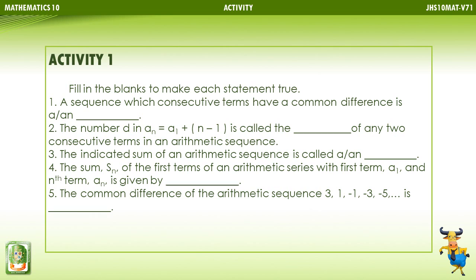4. The sum S sub n of the first n terms of an arithmetic series with first term a sub 1 and nth term a sub n is given by ____. 5. The common difference of the arithmetic sequence 3, 1, negative 1, negative 3, negative 5 is ____.